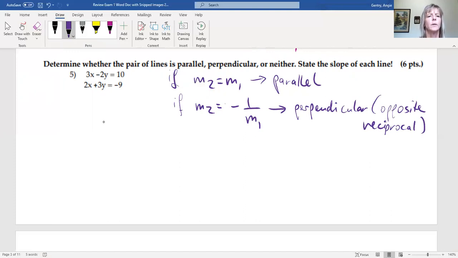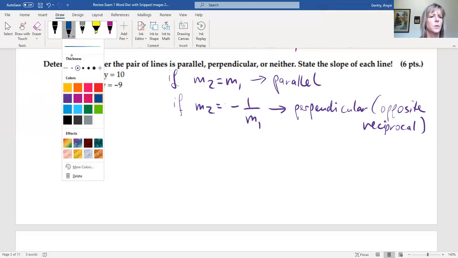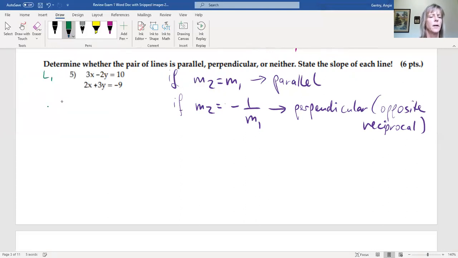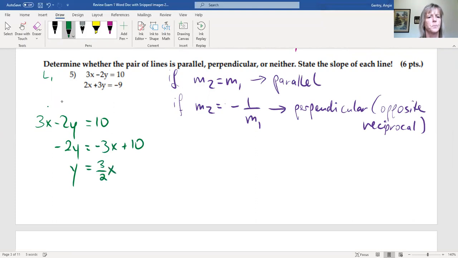How do you know what m is? Well, how about you isolate the y, right? That's all we have to do here. So let's do line 1 in green. Line 1, isolate the y. If you don't know how to isolate a y at this point, is what I tell students in class, you have to get help. It's urgent, okay? You have to bring over the 3x, then you isolate the y, so you're dividing by -2. -3 divided by -2 is 3/2.